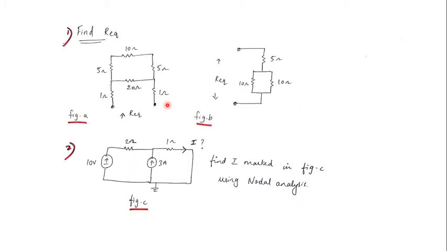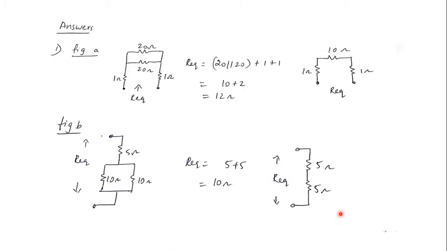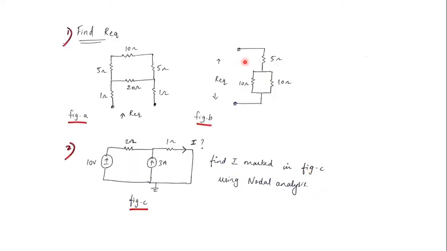Good. Now the second one is this circuit. It's very clear that 10 and 10 are in parallel because the two ends of this 10 ohm and the two ends of this 10 ohm are connected with each other. This parallel combination is in series with this 5 ohm. The 10 and 10 parallel combination will give me 5 ohms, and this 5 and 5 series combination will give me 10 ohms as the equivalent resistance. So we solved this R equivalent problem.